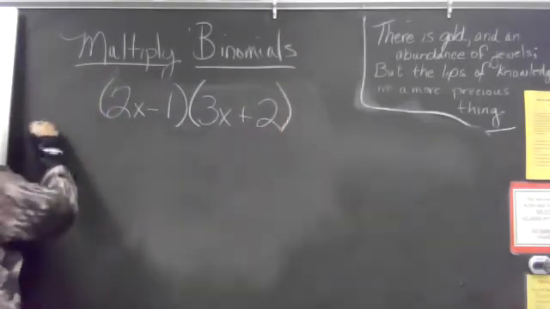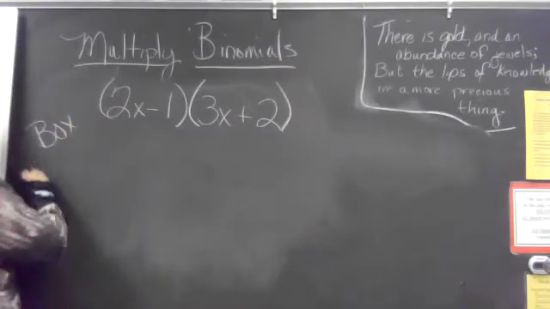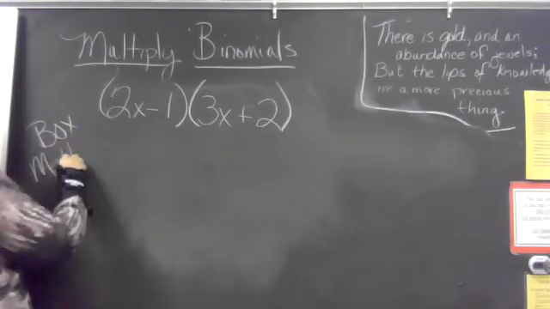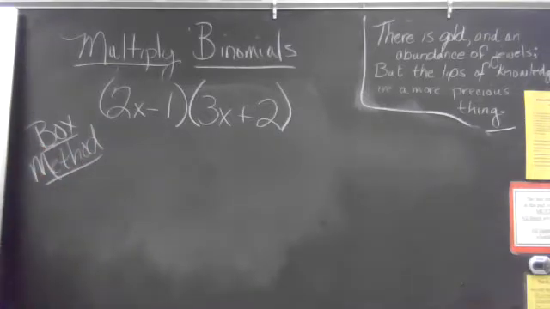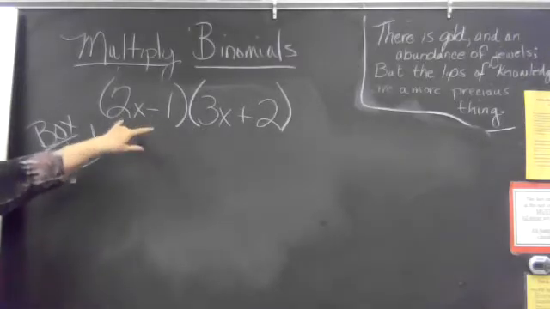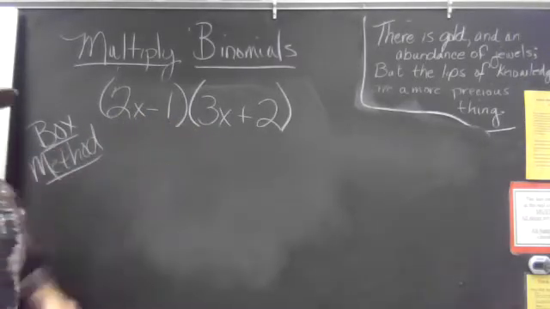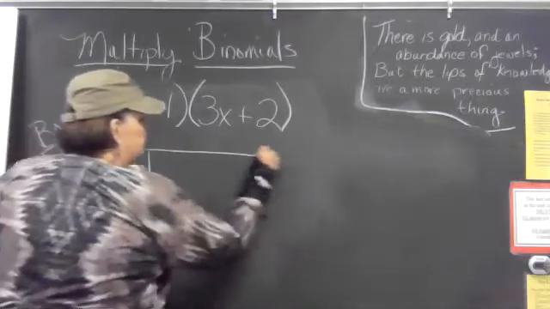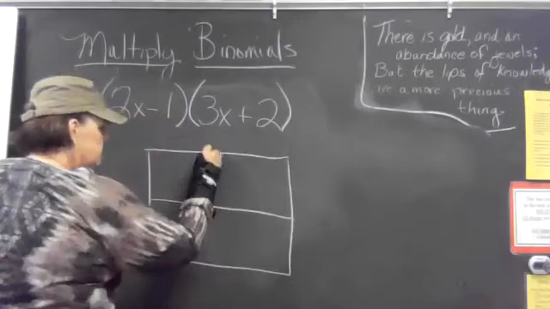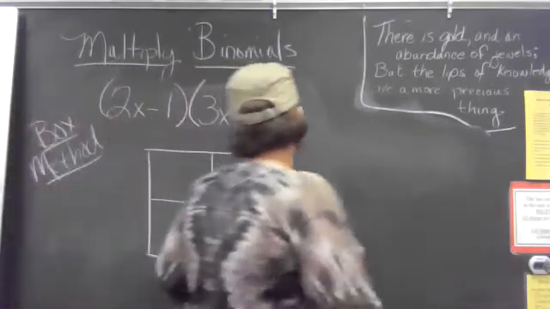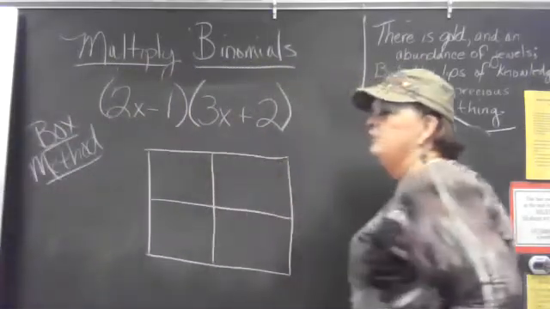Now this that we're going to do now is called the box method. And on your worksheets, it encourages you to use both methods so you find out which one you like the best. All right. So the box method, what you do, you're actually going to draw a box. And the box is going to be a 2 by 2. Okay. So I have this box. And I need 2 rows and 2 columns. You see? Because I have 2 here and 2 here. So a 2 by 2.